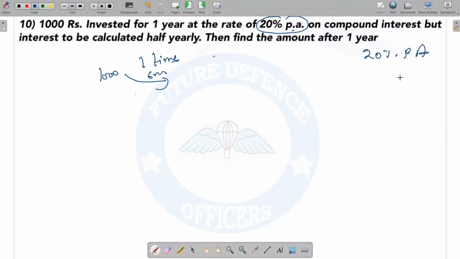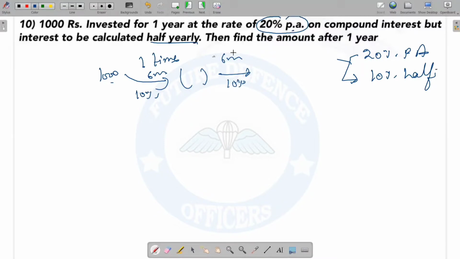So what will be the 6 month interest? Half yearly interest. How much will be the half yearly interest? 10%. Simple. Just half of the amount, because you have done half of the time period. So for 6 months you will take 1,000 rupees at 10% interest. Then whatever money you get, you will again take 10% for the next time period, or next 6 months. So actually we will have 2 time periods.